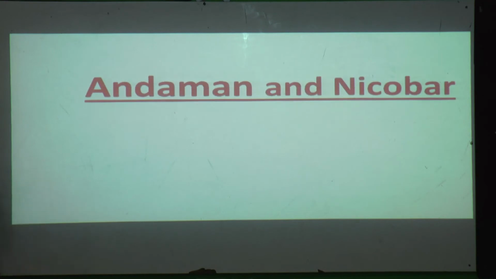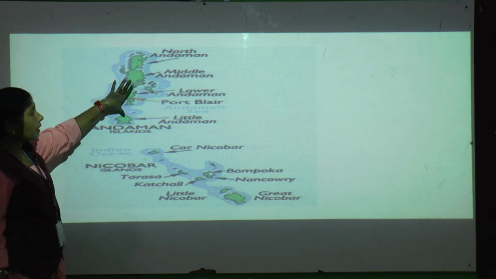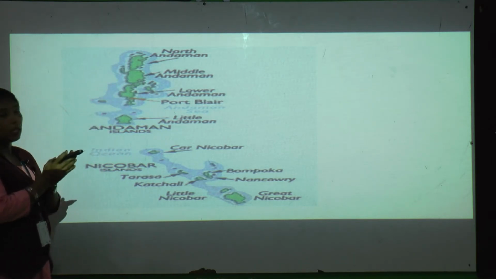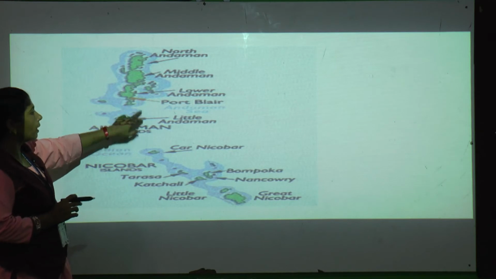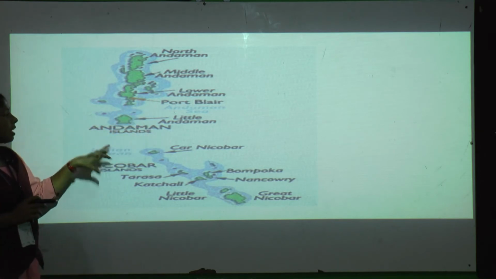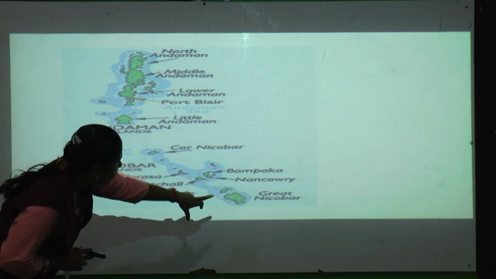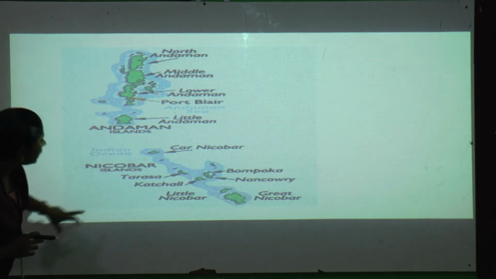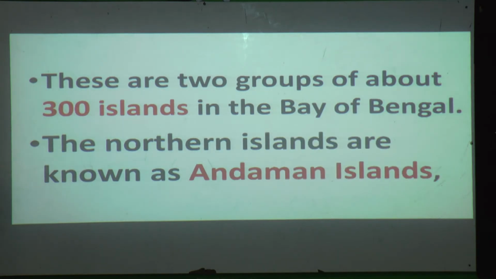Now come to the point of Andaman and Nicobar. Now we will go further about it. In Andaman and Nicobar, we have a lot of islands. For example, North Andaman, Middle Andaman, Port Blair, Little Andaman, Car Nicobar, Great Nicobar, Little Nicobar. So many are there. Okay, these are the main islands. These two groups together have about 300 islands.